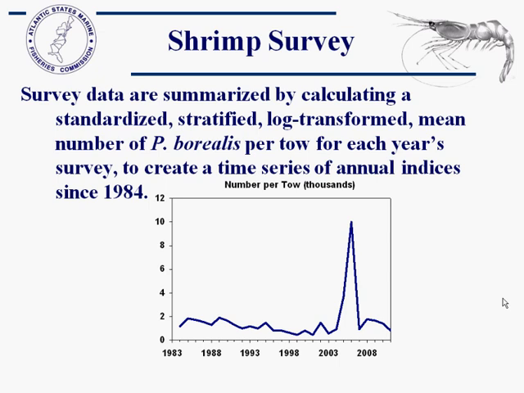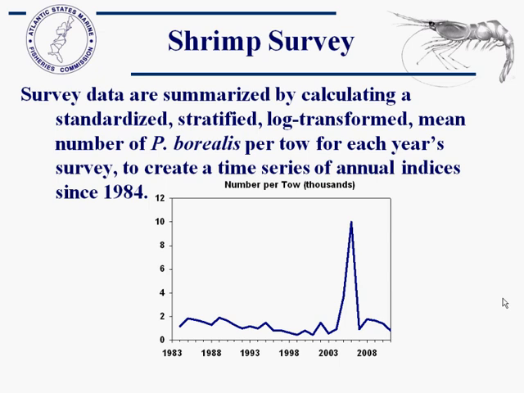Those survey data are summarized by calculating a standardized, stratified, log-transformed mean number of P. borealis per tow. I can talk about what those words mean if you wish, but in the end we come up with a single number for the whole survey, and we plot it over time to give us an indicator of what the stock is doing. We don't just look at one number either. We look at how many shrimp less than 22 millimeters, how many over 22 millimeters. We look at numbers of shrimp, we look at weight of shrimp.